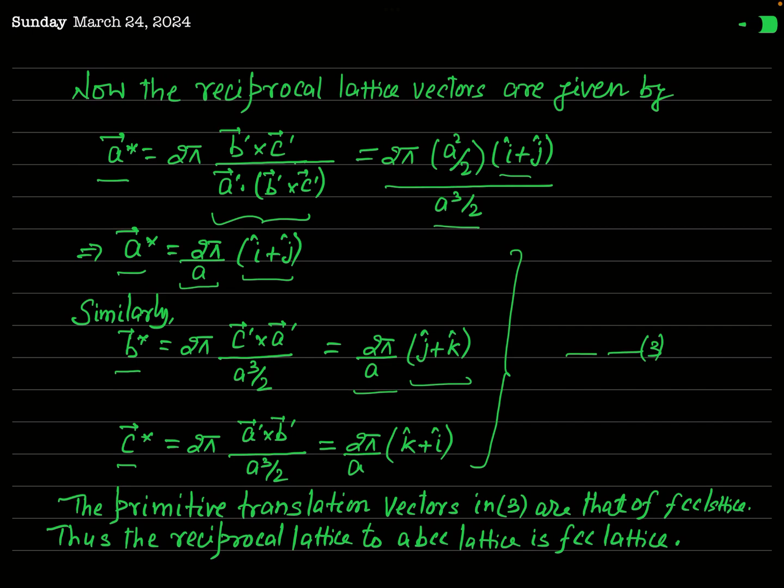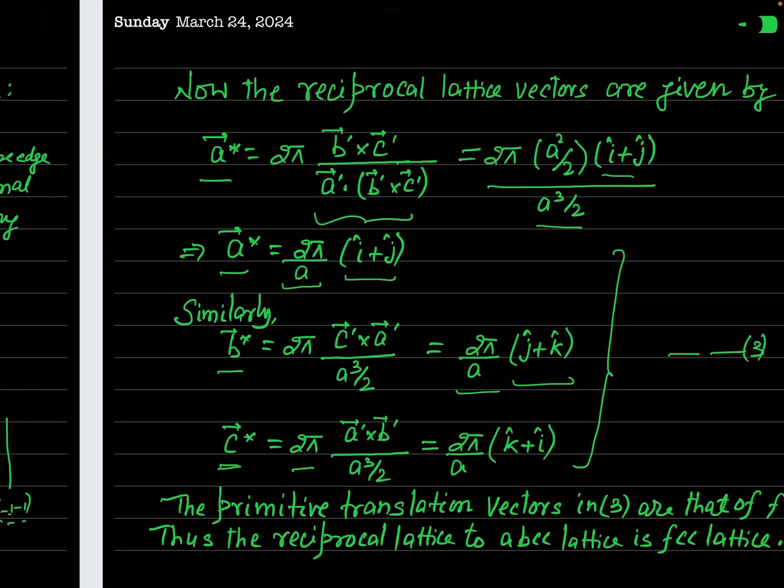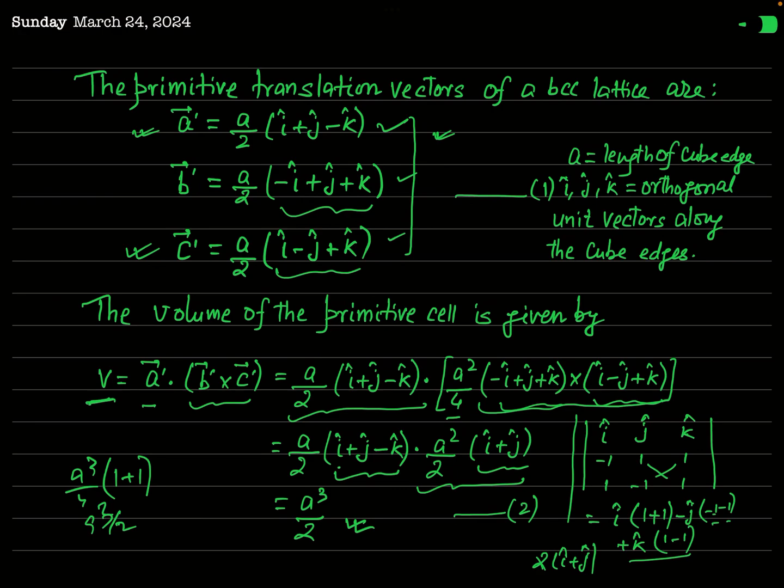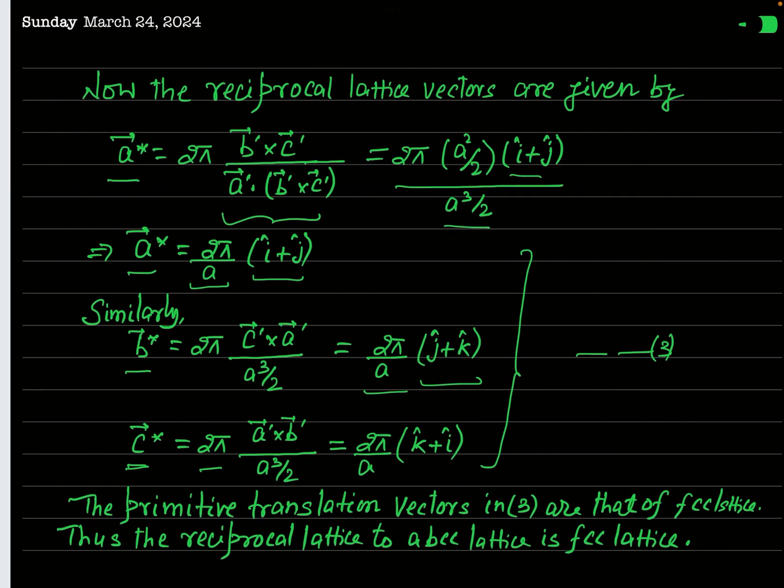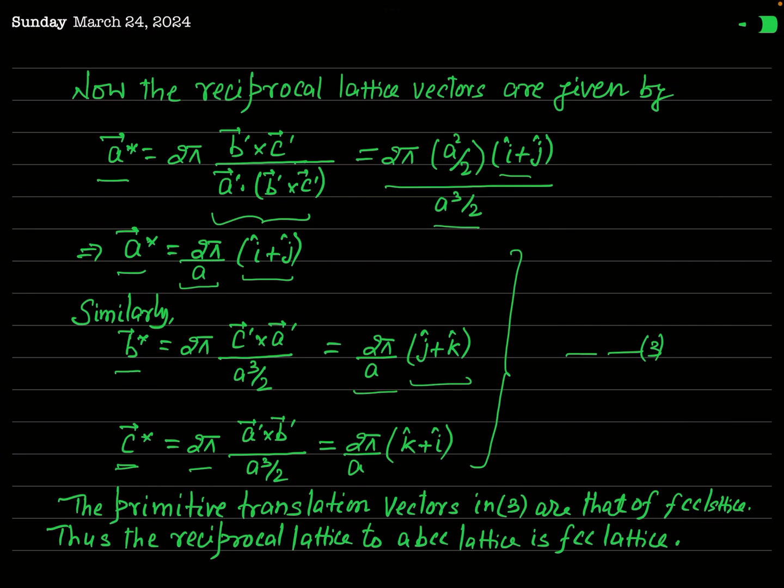And in the similar manner, you will obtain the value of this c star, and that will be 2 pi times a prime cross b prime over the volume of the unit cell, which is a cube by 2. And a prime cross b prime, you can obtain this cross product from here using this expression, and after that you will get that this c star is equal to 2 pi over a times k plus i.